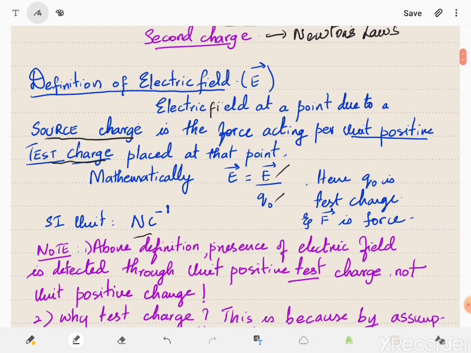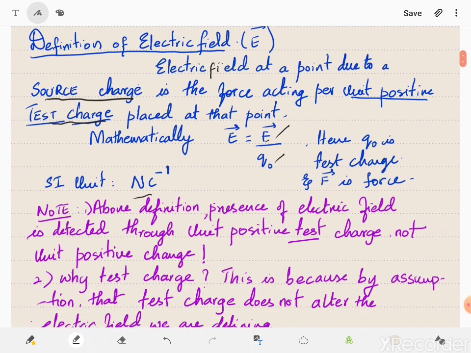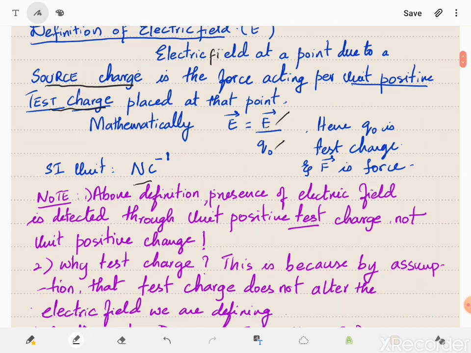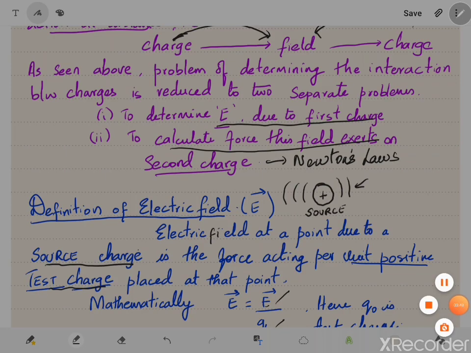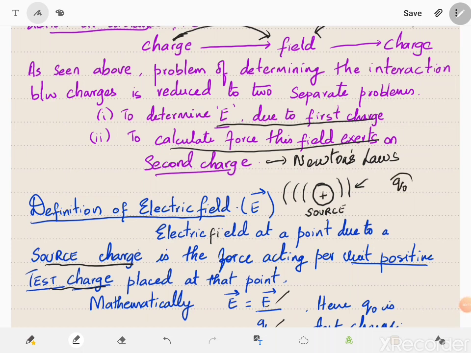In the above definition, as you can see, the presence of electric field is detected through a unit positive test charge, not a unit positive charge. What do we mean by this test charge? And why do we need this test charge? This is because by assumption the test charge does not alter the electric field we are defining. Meaning, let's say I want to define the electric field due to a particular charge. I will call this the source charge. And this charge is supposed to create an electric field, as I've already remarked, right? And if I have to find the strength of this electric field, I have to bring in something called a test charge.